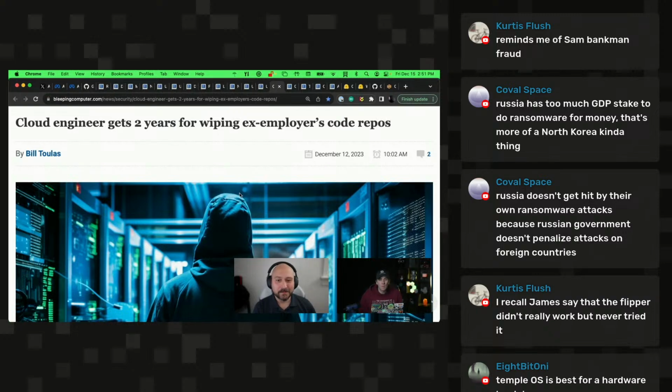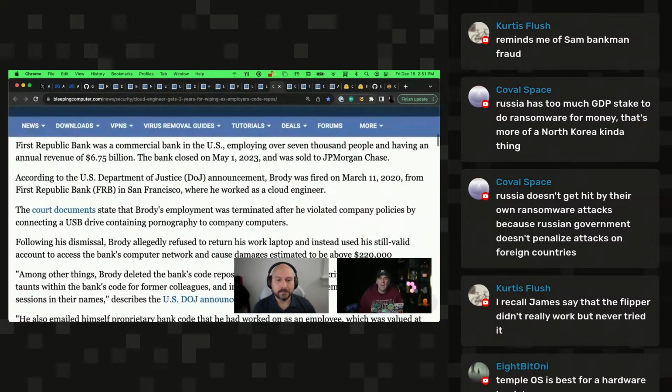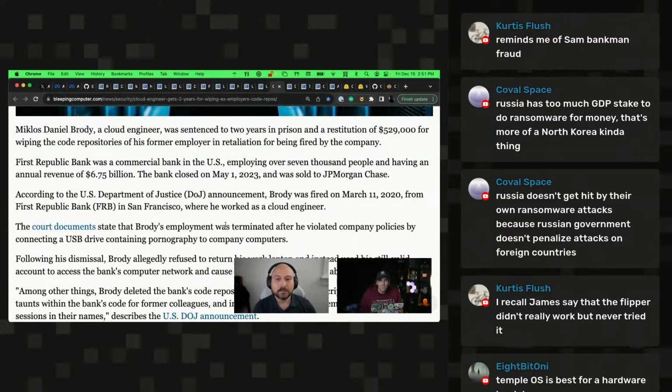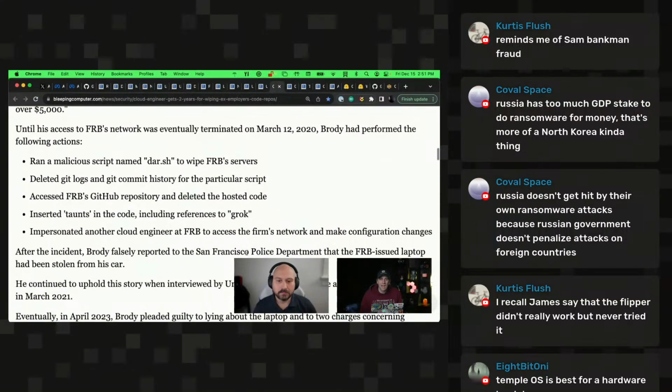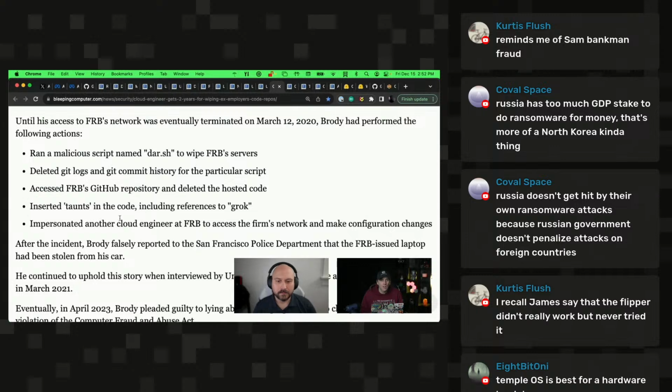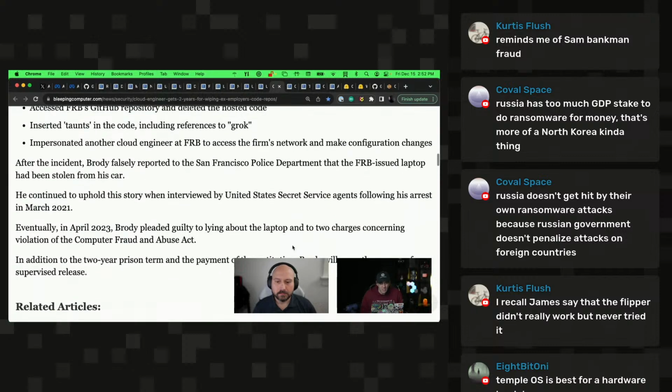This cloud engineer was let go from a bank and then refused to turn in their laptop, and instead used it to commit a number of different attacks against the bank's infrastructure. They wiped several code repositories, impersonated previous colleagues, and then lied to investigators saying that the laptop had been stolen. Some of the things they did was they ran a malicious script to wipe the servers, deleted Git logs and Git commit history, accessed their code repository and deleted the hosted code, inserted taunts into the code, including references to Grok, and then impersonated another cloud engineer to access the firm's network and made configuration changes to cause outages. So he said that the laptop had been stolen from his car.